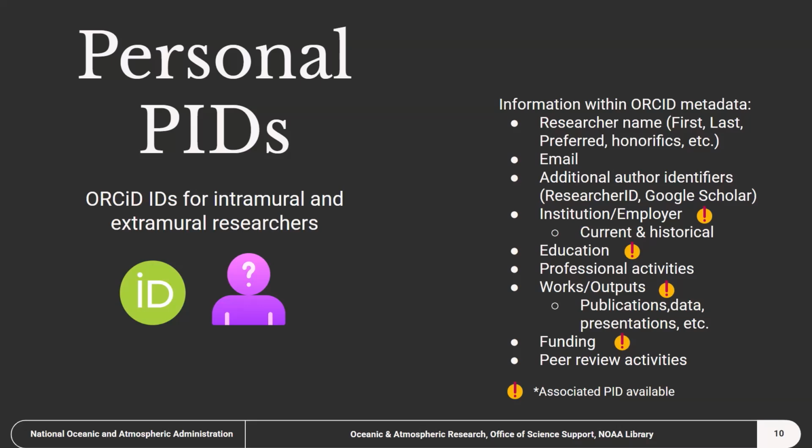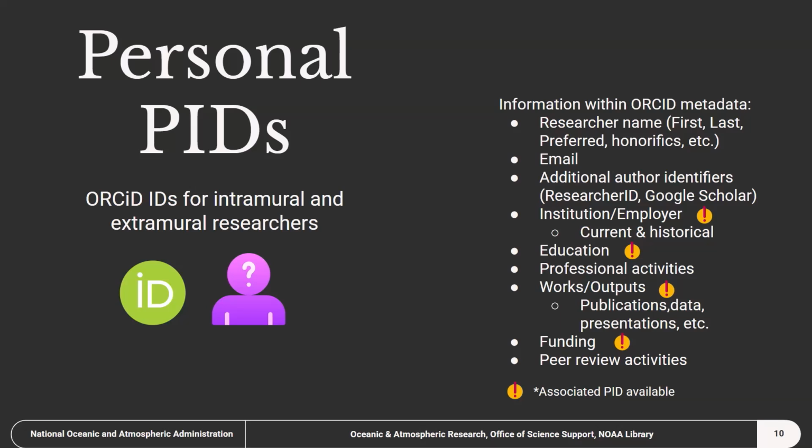Any additional author identifiers. So, like I said, if you have a ResearcherID, a Google Scholar ID, you will have linkage. There's a link to your institution, your employer, current and historical. And again, these are tied to RORs, which we'll get into in a second. Your education, again, that's an institution, which will have a ROR associated with it. Any of your professional activities. So if you're a member of any societies, you can include that in your ORCID. Your works and or outputs, so your publications, your data sets, you can put in your code, you can put in patents. All of that with the associated persistent identifier for those things is included in your ORCID.